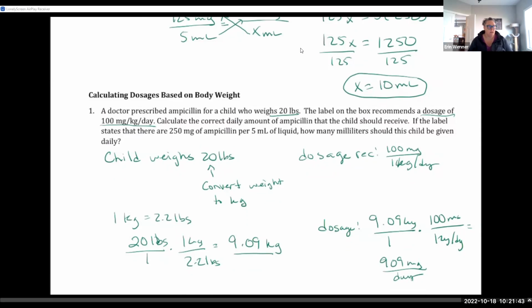So it says calculate the correct daily amount of ampicillin the child should receive. If the label states that there are 250 milligrams of ampicillin per 5 milliliters of liquid, how many milliliters of liquid should a child be given daily? So we now have to use this one, which we can use with cross multiplication. I'm running out of room here, let me move some of this work around.